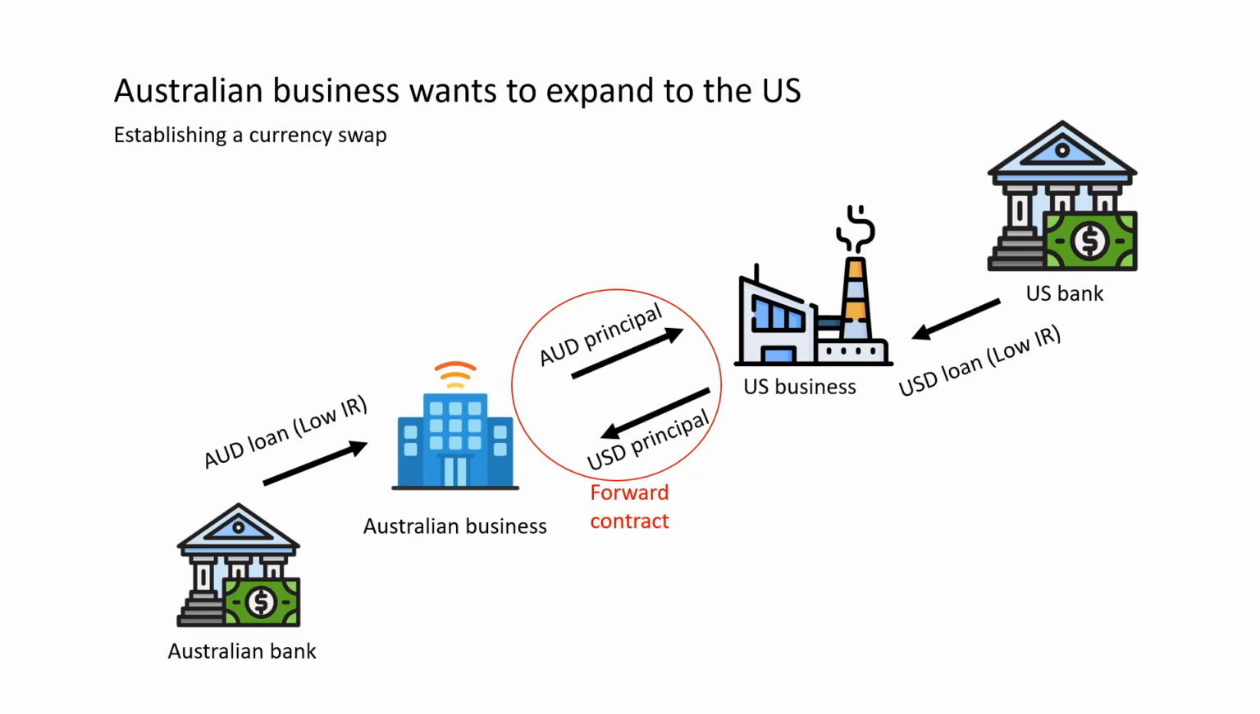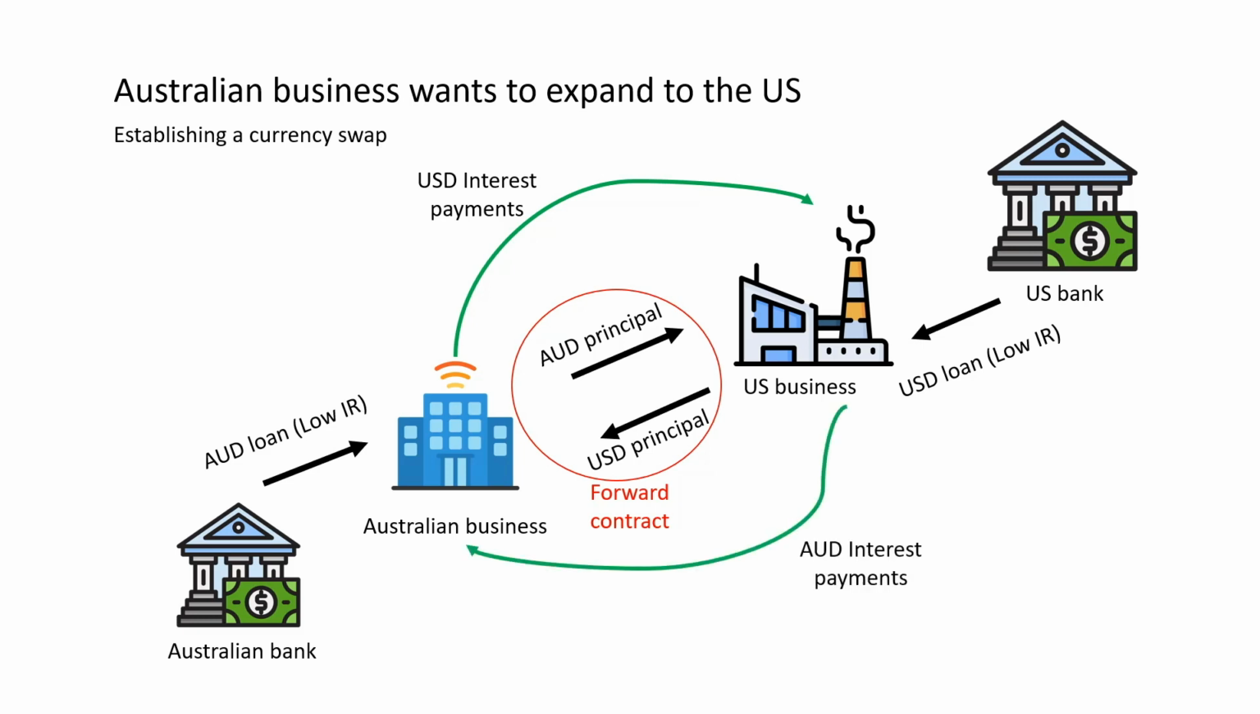Then the next step of a currency swap is quite straightforward. The Australian business essentially pays the interest payments on the USD loan, and the US business, because it's operating in Australia, will be able to generate Australian dollar revenue, which is necessary to pay off the interest payments on the Australian bank loan. So what's happening here is that both businesses borrow from their own banks and then give each other the money that they want, and then the Australian business pays off the US dollar loan, and the US business pays off the Australian dollar loan.